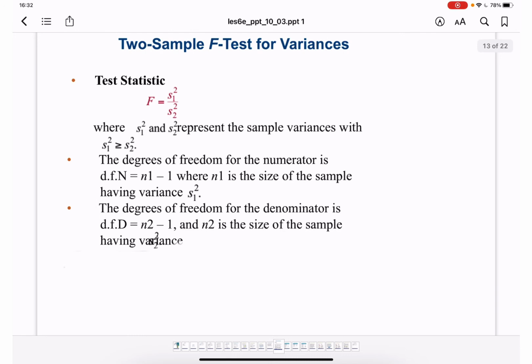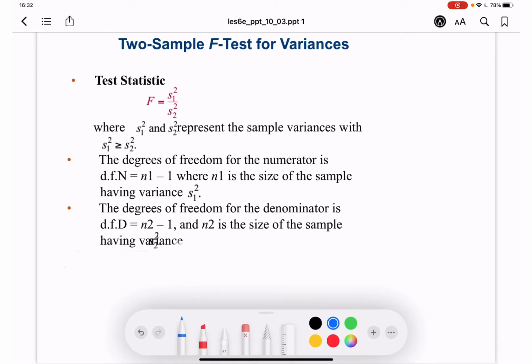Two-sample F test for variances. The test statistic is equal to S1 squared divided by S2 squared, where S1 squared and S2 squared represent sample variances. I already mentioned that S1 squared always has to be greater than S2 squared. How do we achieve that?